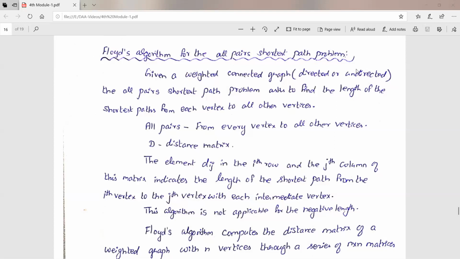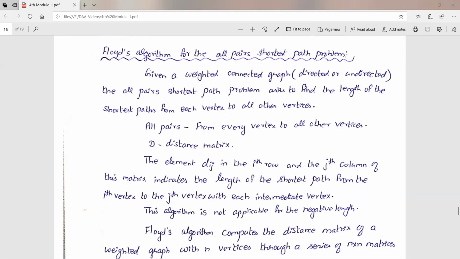But in Dijkstra's algorithm, that is the single source shortest path. That means we have to find the shortest path from the source vertex to a particular destination, or from the source vertex to all the other vertices. That is a single source. But in Floyd's algorithm, that is the all pairs shortest path. That means we have to find the shortest path from all the vertices to all the other vertices.